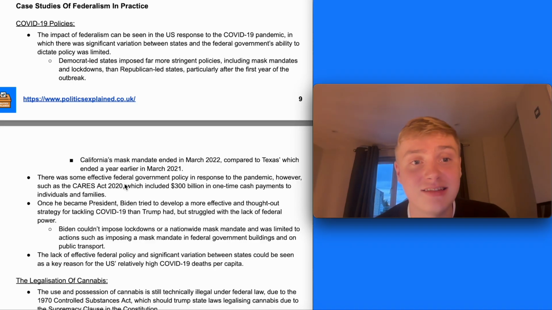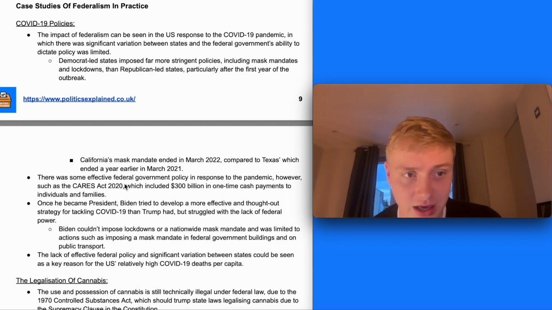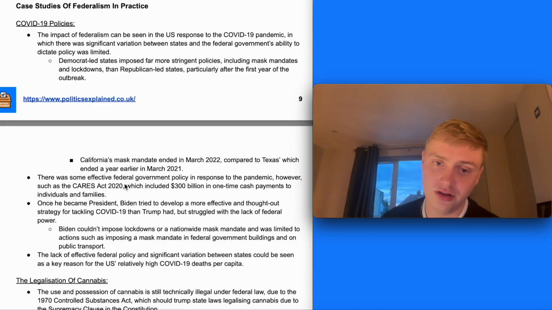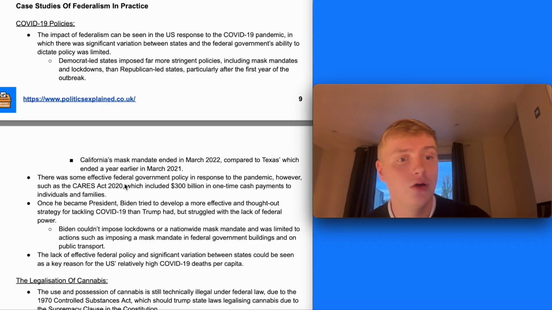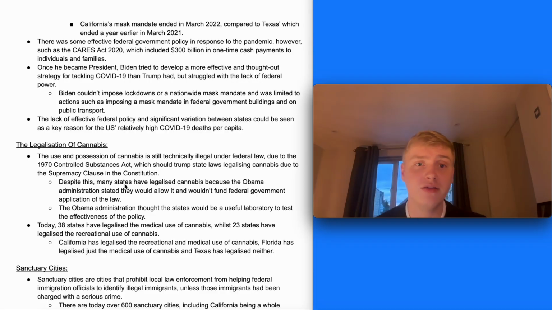So Democrat-led states imposed far more stringent policies, including mask mandates and lockdowns, than the Republican states, particularly during the first year of the outbreak. California's mask mandate ended in March 2022, compared to Texas's, which ended a year earlier in March 2021. There was some effective federal government policy, in particular the CARES Act, which included $300 billion in one-time cash payments to individuals and families.